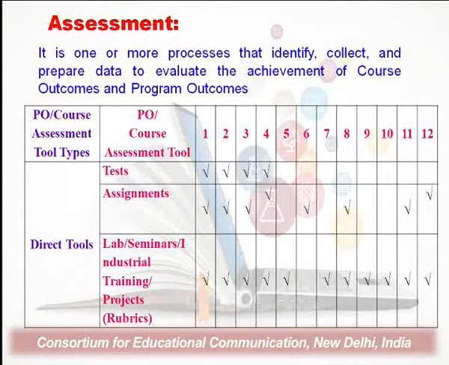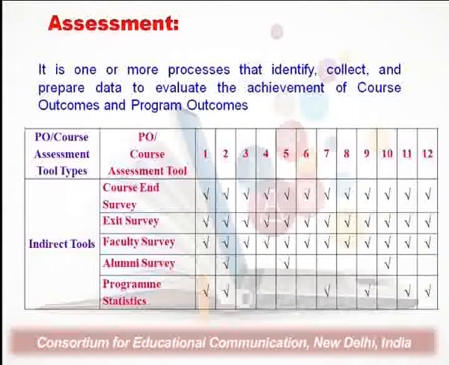So, if you are able to have that kind of an assessment, you can have a tick. First we are taking the test, so you can see a tick from 1 to 4. In case of the assignments, you can see in all 4 program outcomes we are taking it. In the labs we are also taking it. So, these are the direct tools of assessment as far as the program outcomes attainment is concerned.